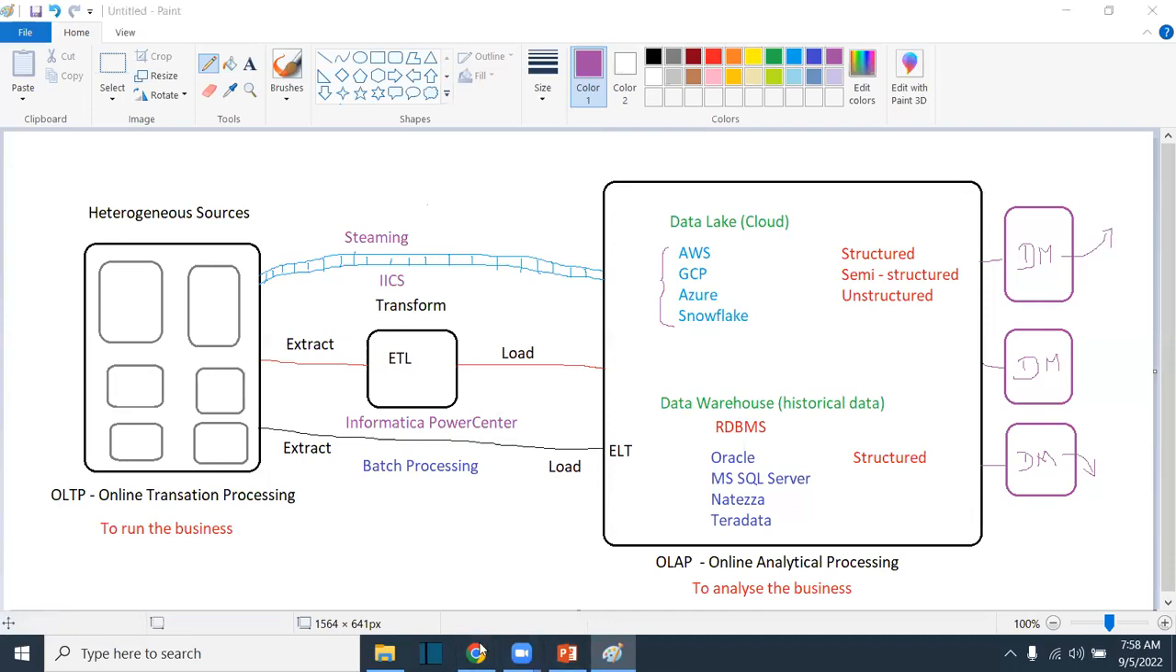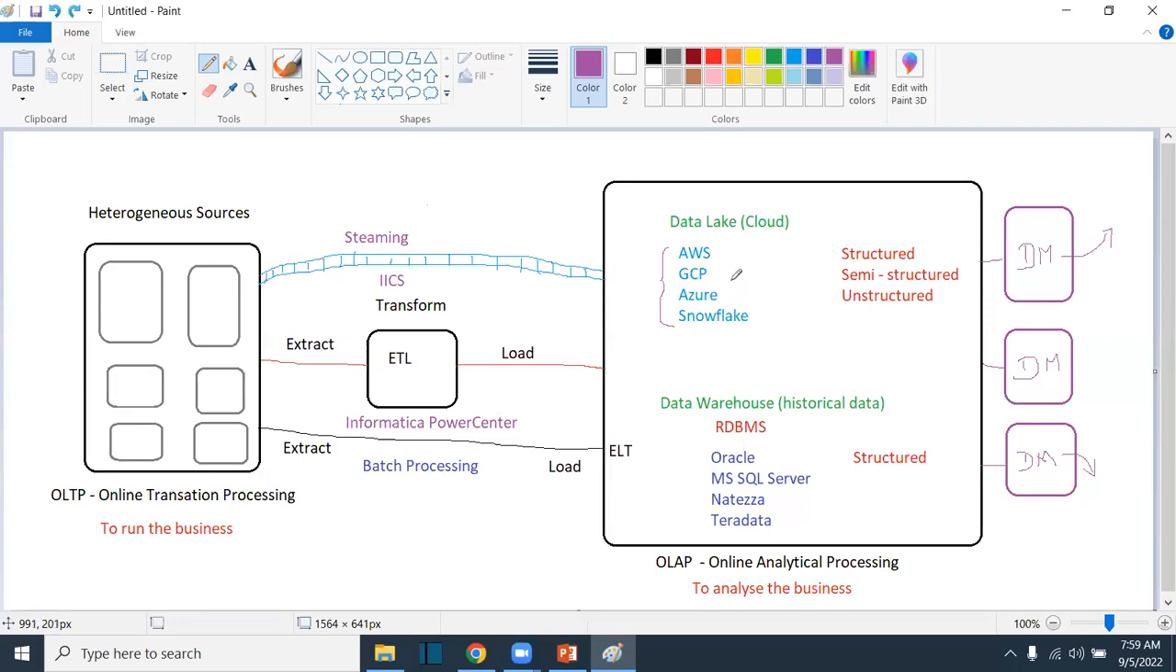What about ADF? ADF is the tool from Azure. Is that also similar to IICS, or different? That's Azure Data Factory on the cloud side from Microsoft, right? Yes, that's from Microsoft.